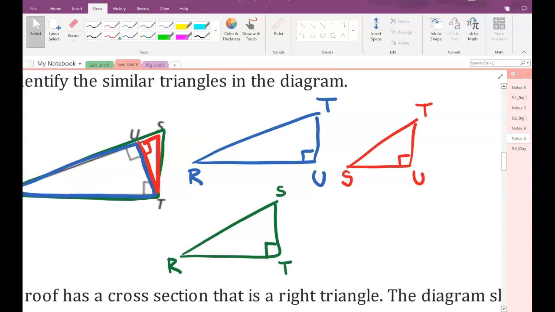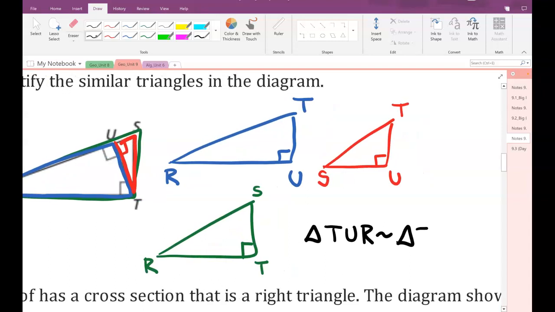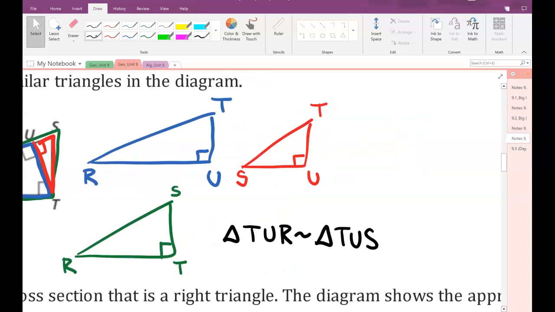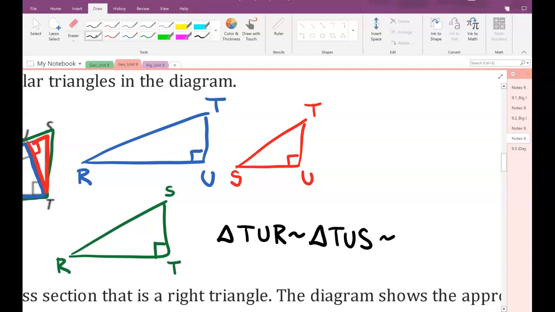So we could write a similarity statement that says all these 3 are the same. We could say triangle TUR is similar to triangle TUS, which is similar to triangle STR. And I made sure that I was going in the same orientation for each of these. I went clockwise, TU to R, TU to S, ST to R, so I know my vertices are matching up with what they should match up with.